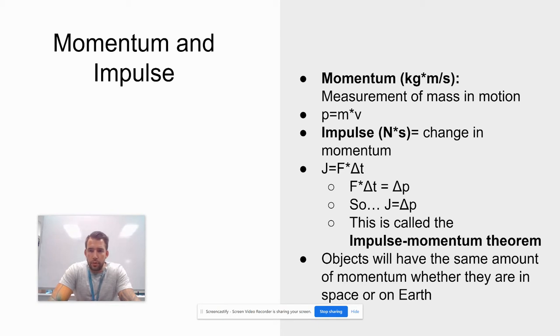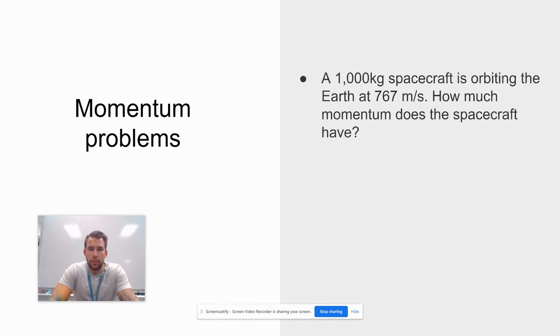But objects will have the same amount of momentum whether they are in space or on Earth. That's important to note. It doesn't have to do with weight, it has to do with mass. So if it has 100 kilogram meters per second worth of momentum on Earth, it's going to have that same amount in space. So let's talk about a first set of problems that you might see on the homework.